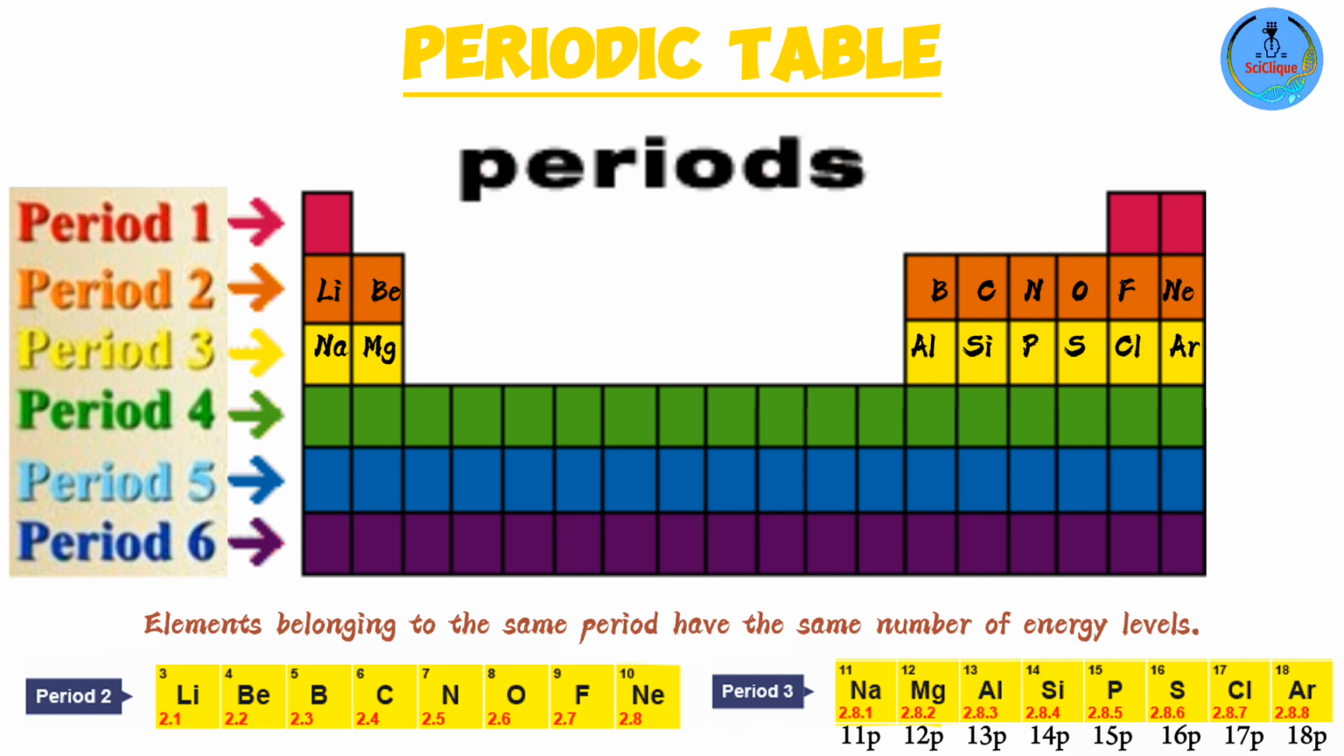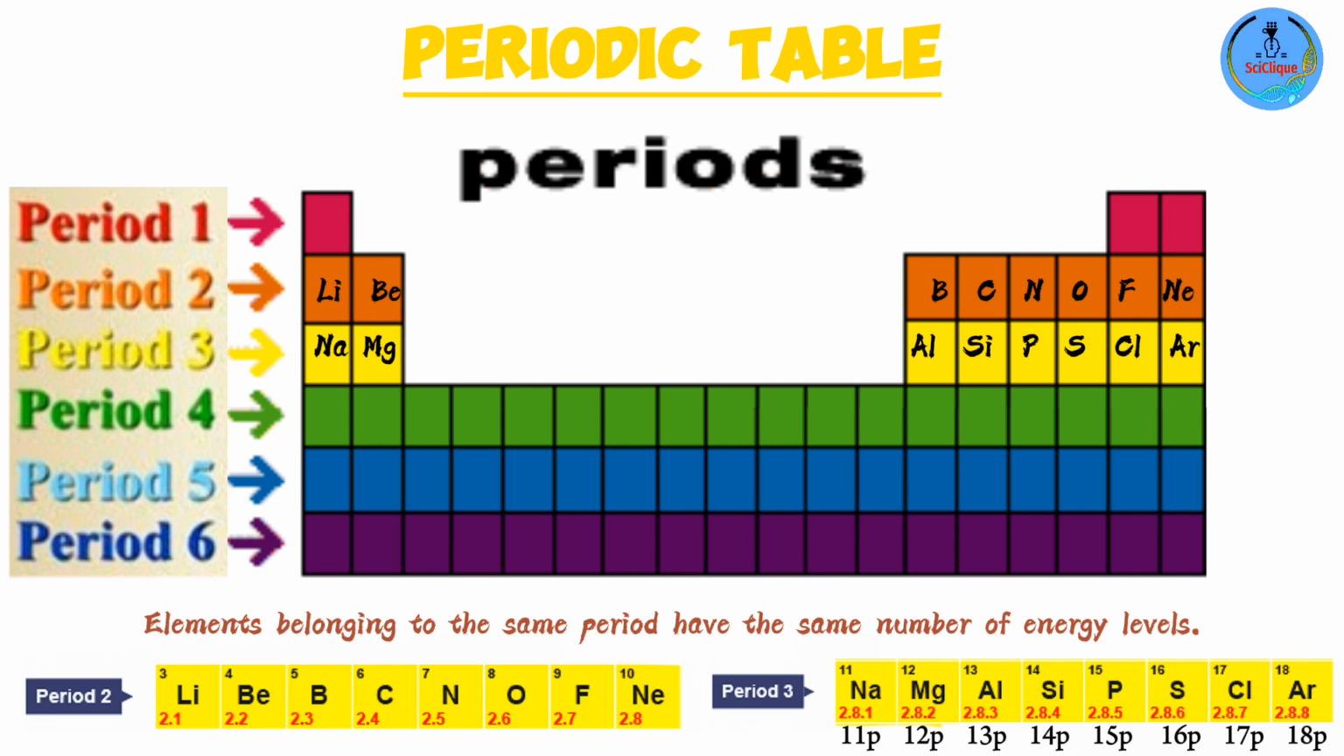Now, the first element in any period always has 1 valence electron. For example, in period 2, lithium is the first element and it has 1 valence electron. In period 3, it's sodium, same, 1 valence electron. In period 4, potassium, again, 1 valence electron. And the last one, in that particular period, will always have 8 valence electrons.